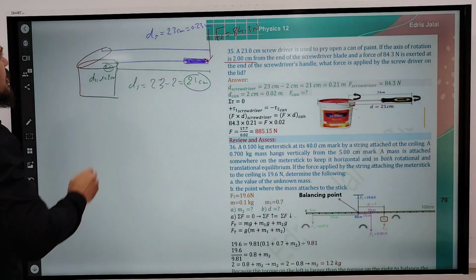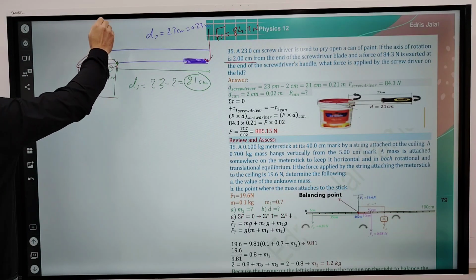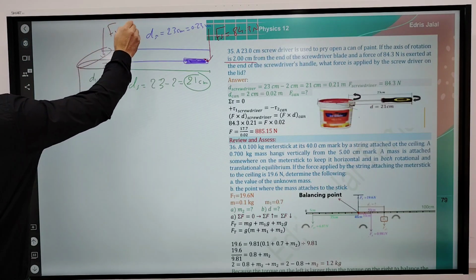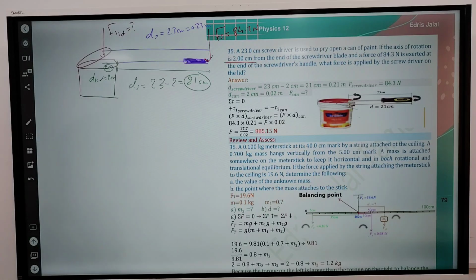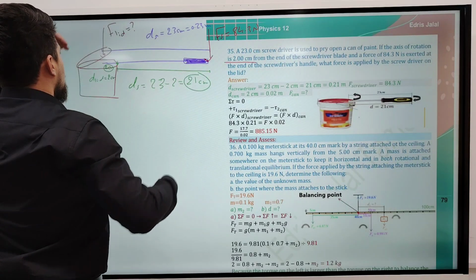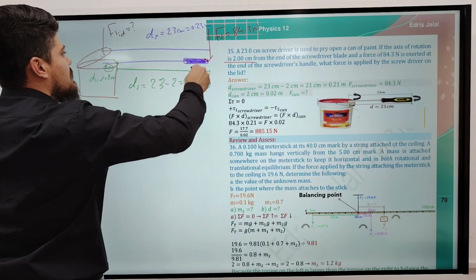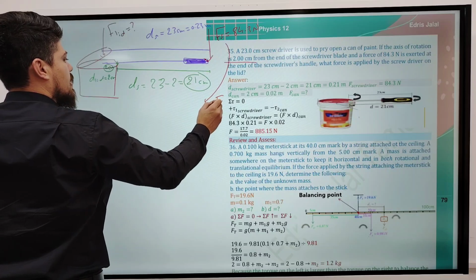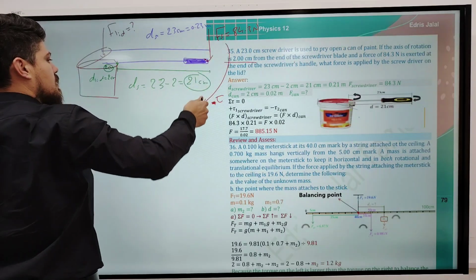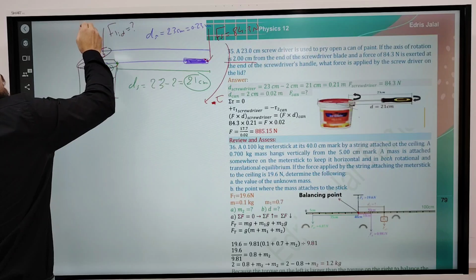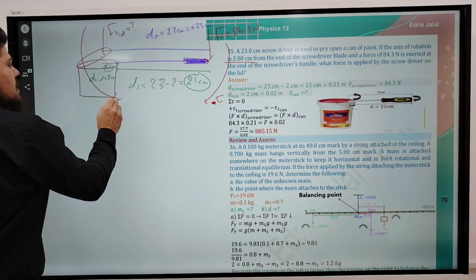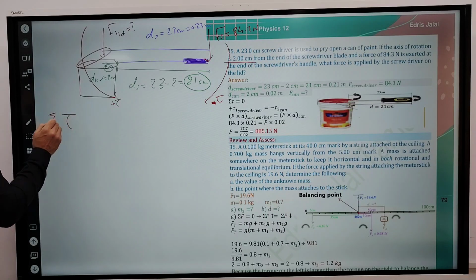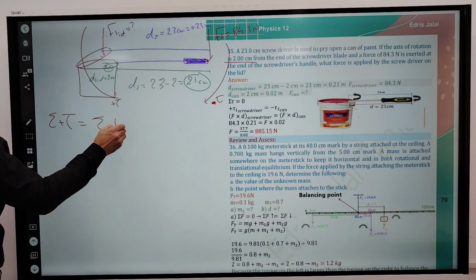Now, what force must be exerted by the lid? What force must be exerted by the lid on the screwdriver? This is the force of the screwdriver, and this is the force of the lid. The force of the screwdriver, downward, produces the clockwise direction, which is negative. But the force of the lid produces the counterclockwise direction, so that is why it is positive. These two torques are equal, so we have to say the positive torque is equal to the negative torque.